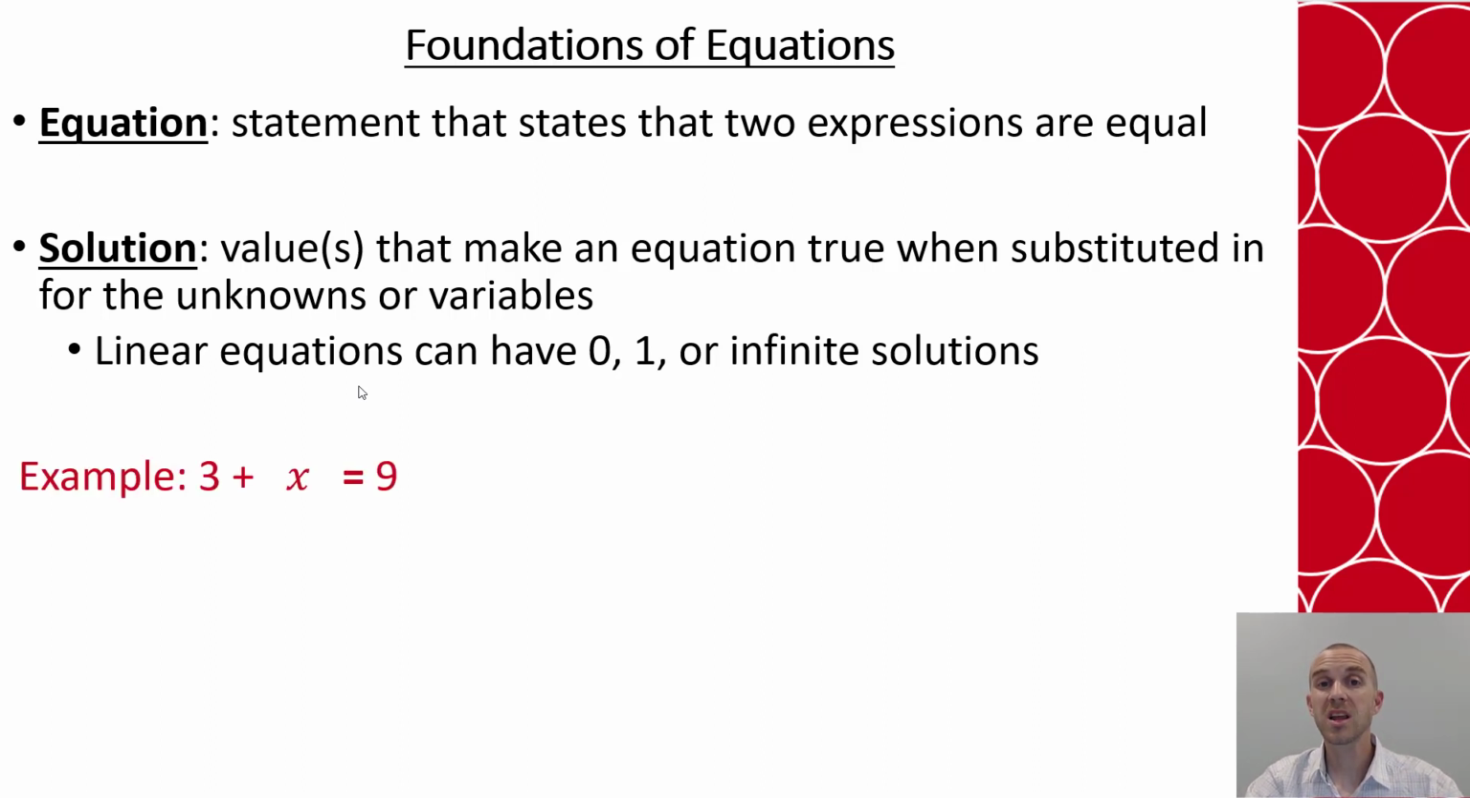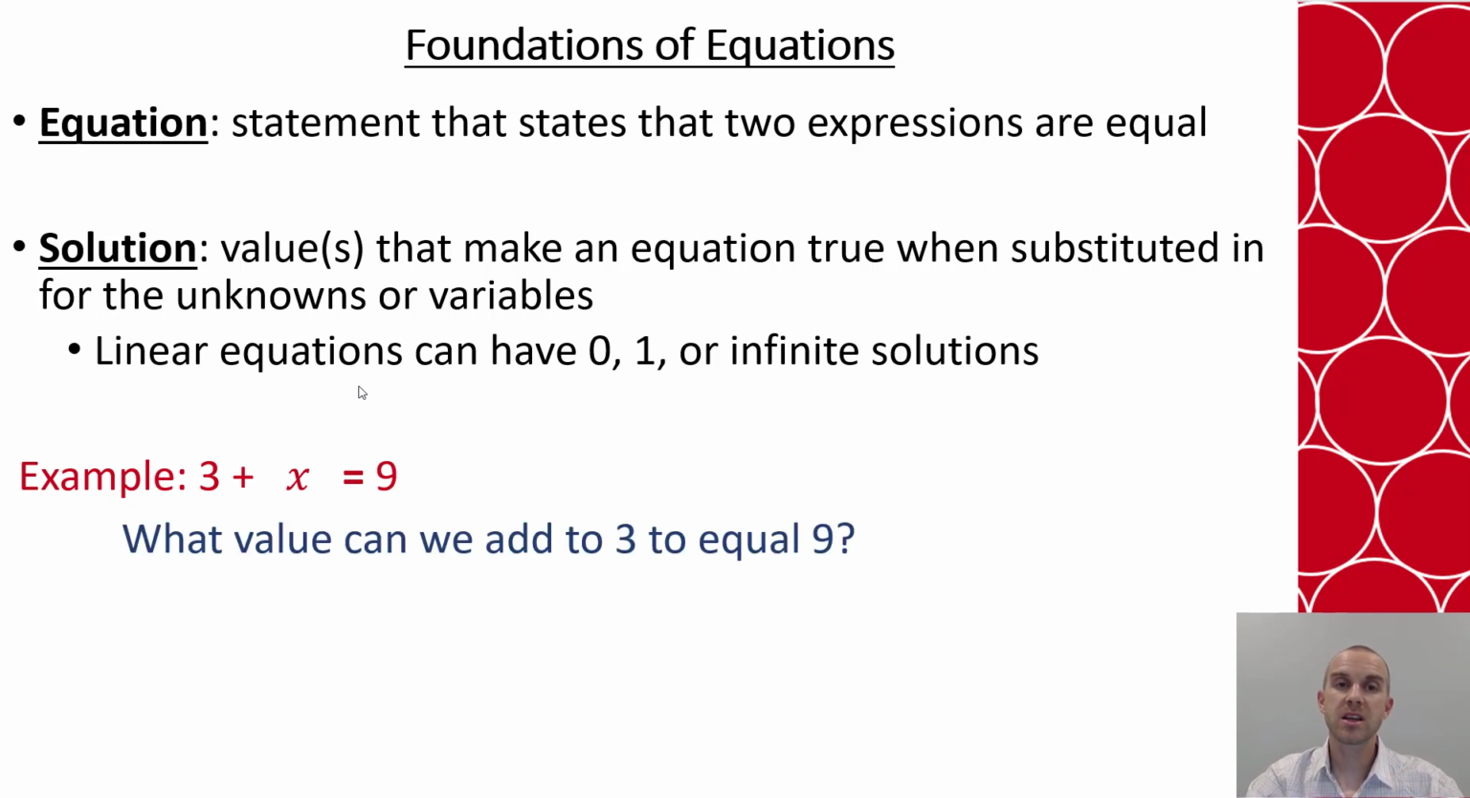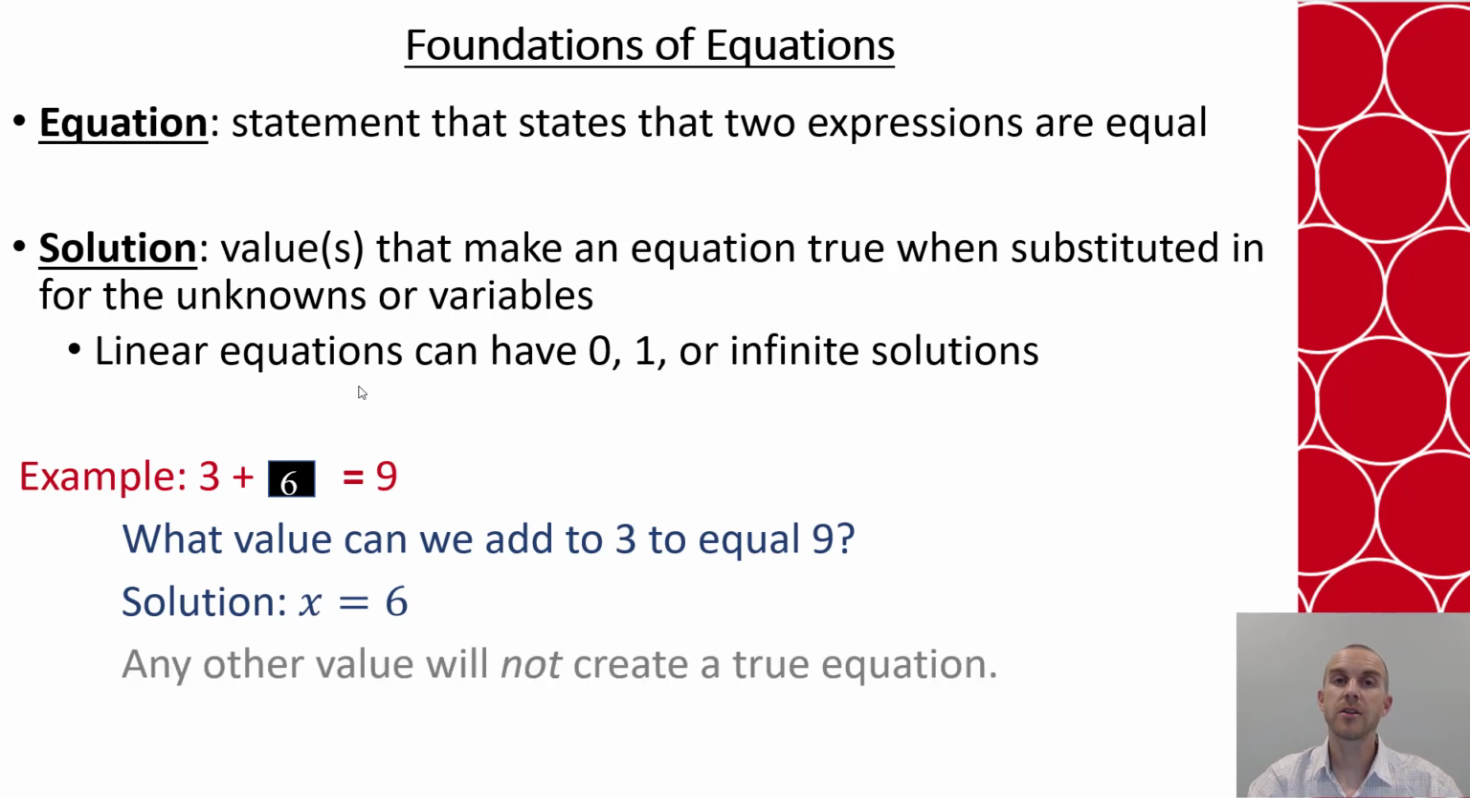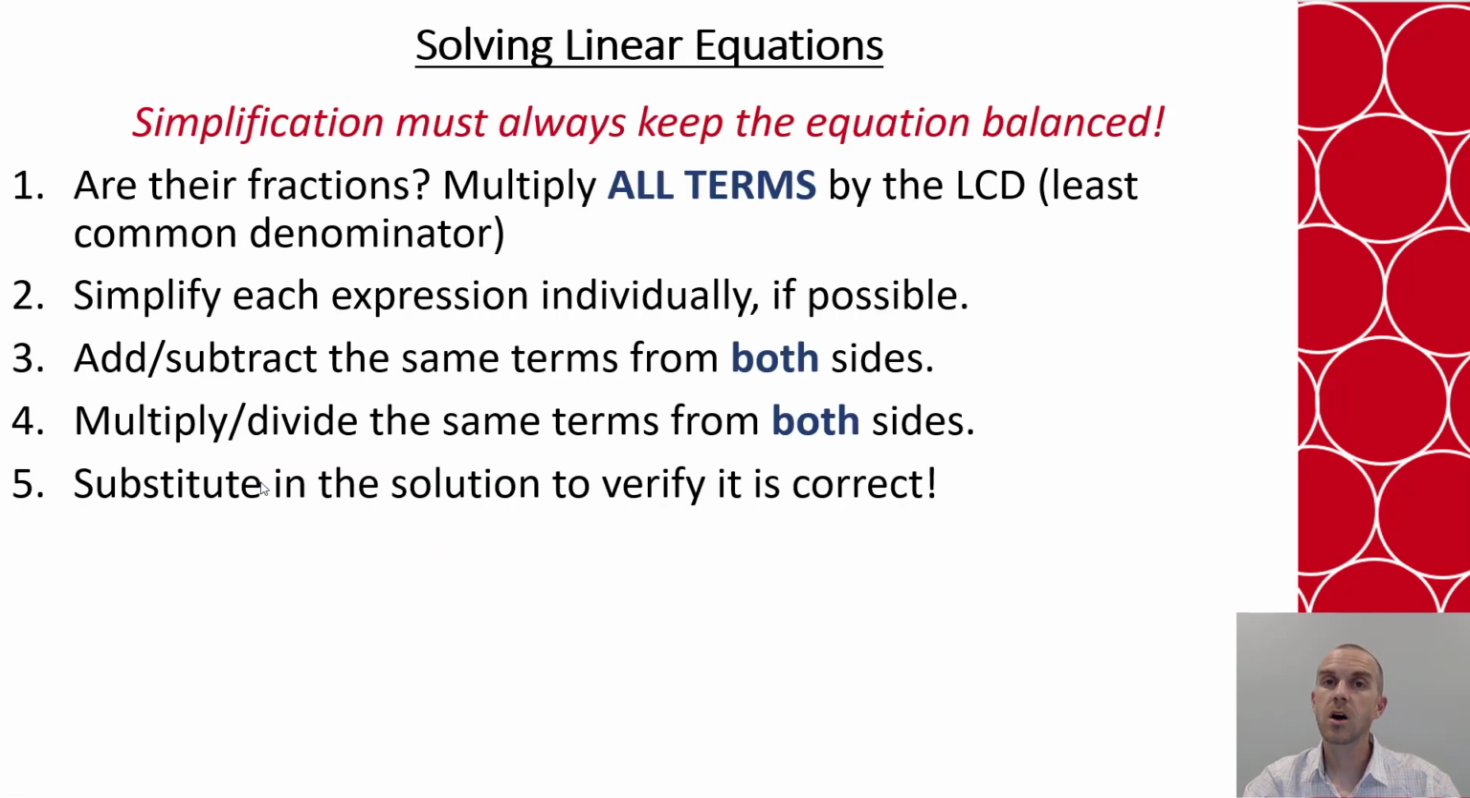For example, with 3 plus x equals 9, we're trying to ask ourselves, what value can we plug in for x that will make this equation true? And we know that the solution here would be that x would need to be 6, because 3 plus 6 is 9, therefore 9 would equal 9. There is no other solution that we could plug in that will make this a true equation. Therefore, the only solution is x equals 6. For example, if I substituted in 4 for x, that would not make a true equation, because 3 plus 4 is 7, not 9.